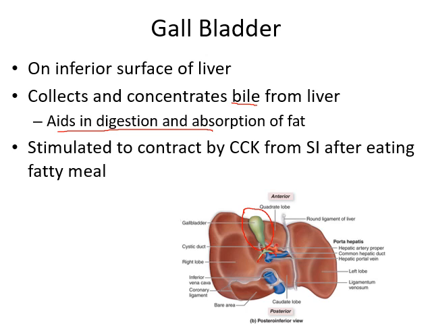When you eat a lot of fat, CCK is a hormone that will be released, and that's going to stimulate the contraction of the gallbladder. So when you eat a fatty food, the gallbladder contracts, right, and it secretes the bile. Many people have had gallbladder surgery to remove the gallbladder.